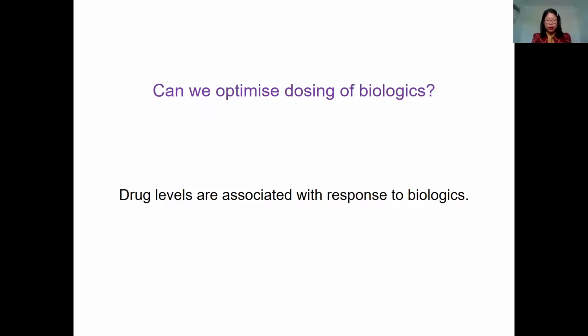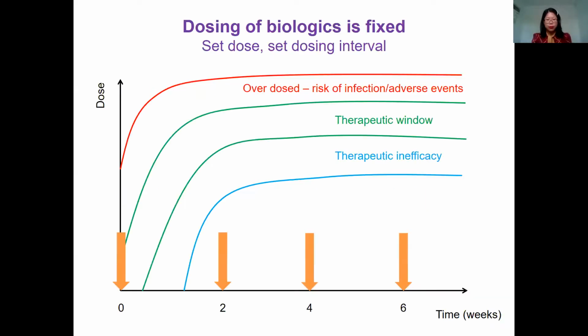Previous work by a group has shown that drug levels are associated with response to biologics. What that means is the higher your drug level, the more likely you are to achieve efficacy. To summarize that, the orange arrows here are the standard dosing of adalimumab or Amgevita. It's given at the same dose every 2 weeks. And what we want is for people to be in a nice green arc in the middle.